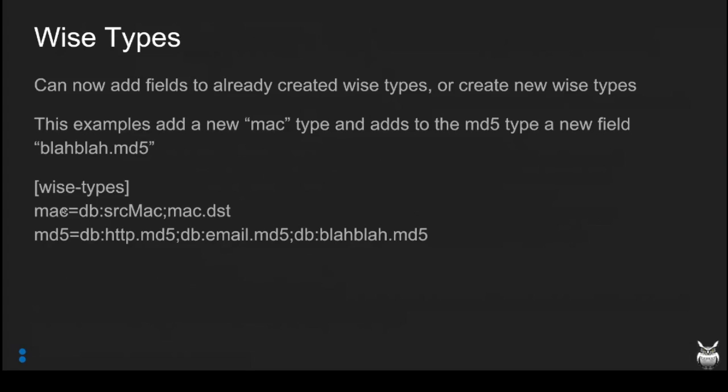And then any field that you have there as a MAC type will automatically look it up and send the fields back. And the same here for MD5. MD5 is already a type that exists, but we wanted to add blah blah.md5 as another thing to look up. So already we look up HTTP MD5 and email MD5, and we're adding a third thing, which is blah blah MD5.